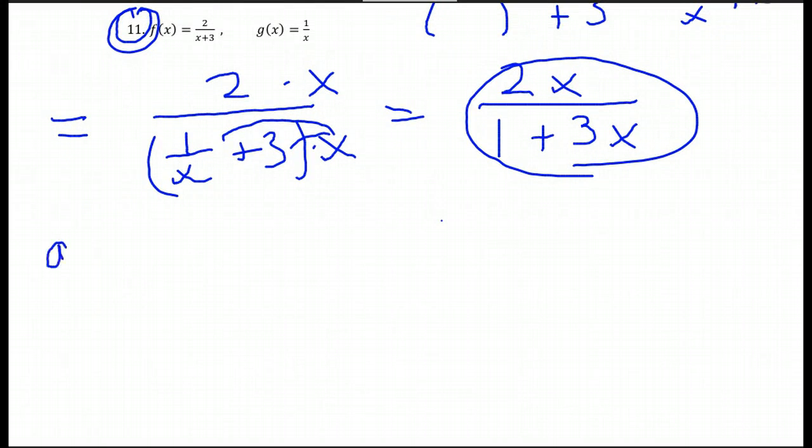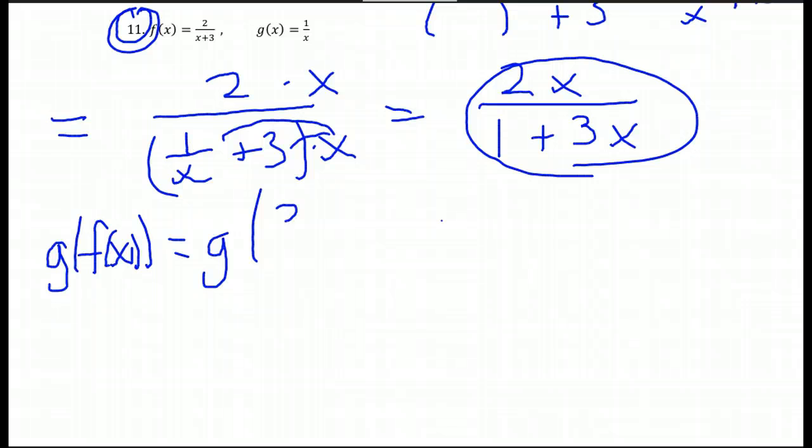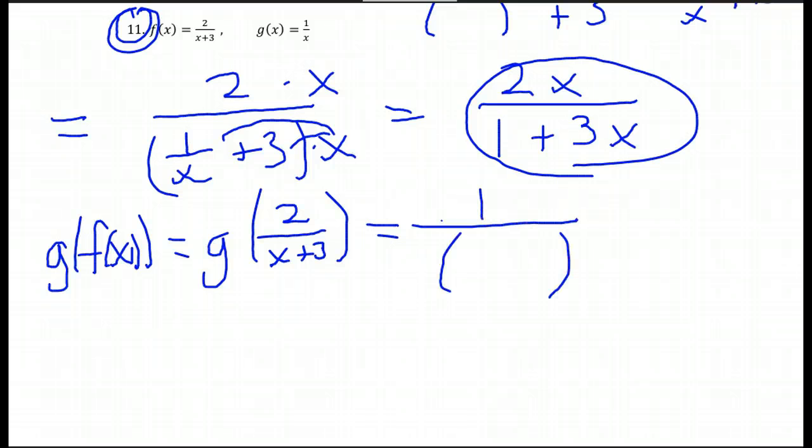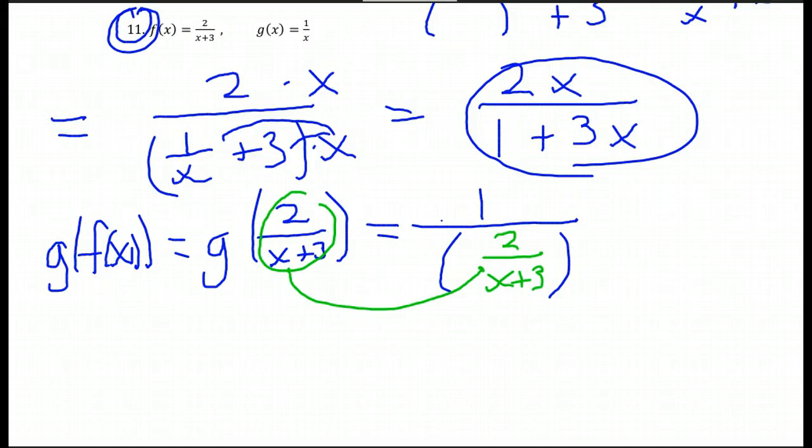If we go the other way and we feed the function f into the function g, we have g of 2 over x plus 3. Now g takes its input, whatever it is, and does 1 divided by that input. Our input for this problem is the 2 over x plus 3, so we're going to stuff that in and then simplify. To simplify, we basically just need to flip that up.